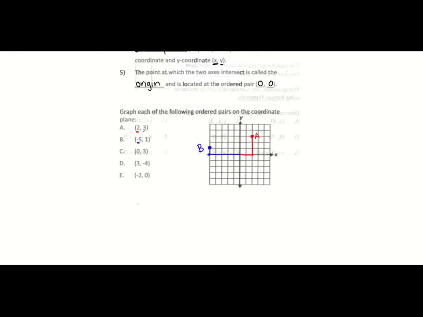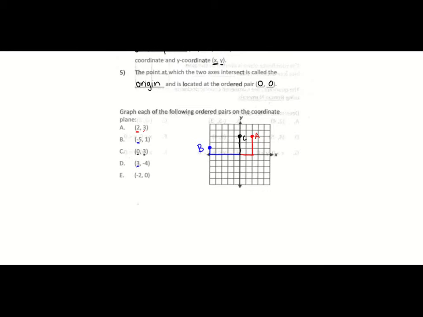Point C, our x value is 0. So that means we're going to stay right here at 0 for our x. We're not moving left or right. We stay right on the y-axis line. Our y is 3. So again, plus 3 means we're going to go up 1, 2, 3. And our point 0, 3 is right here at C.